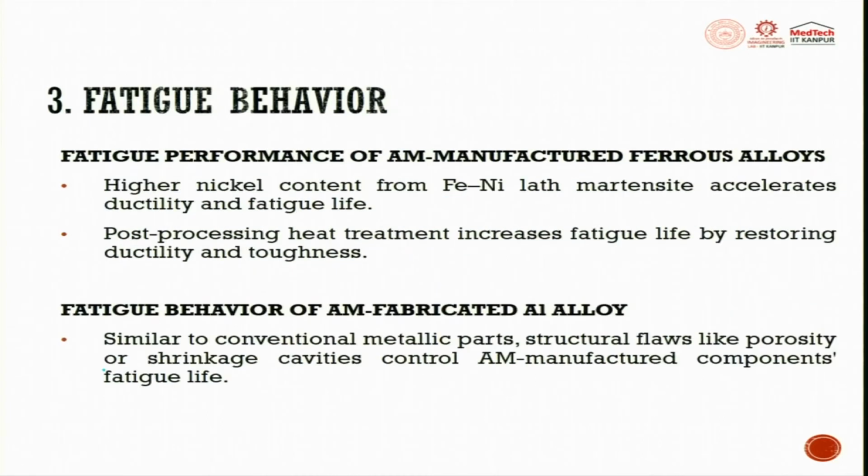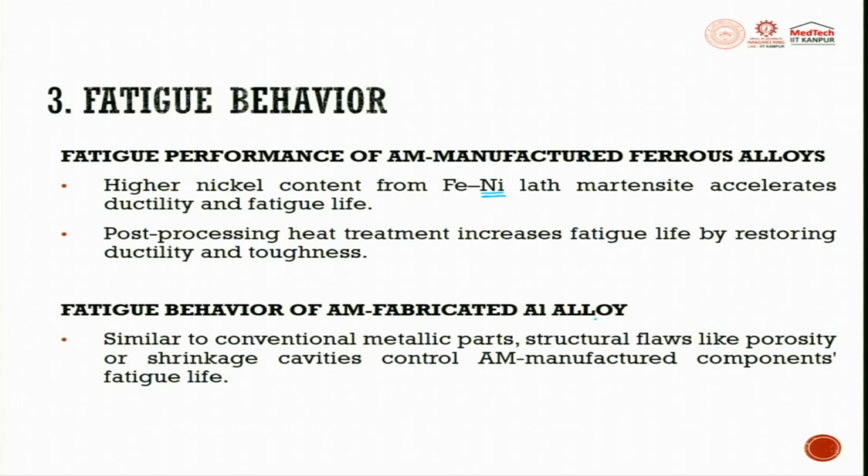Fatigue life response with respect to AM part. Next, higher nickel content in Fe-Ni lath martensitic steel enhances ductility and fatigue life. This is because of nickel. The post processing heat treatment increases fatigue life by restoring ductility and toughness. Post heat treatment, post processing.